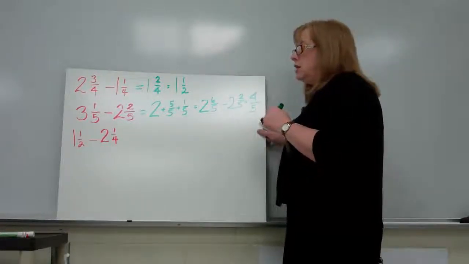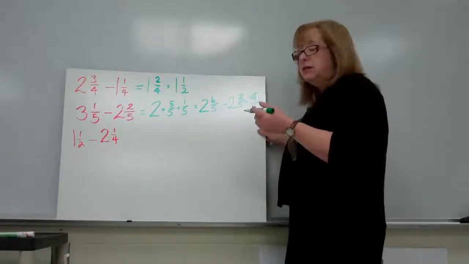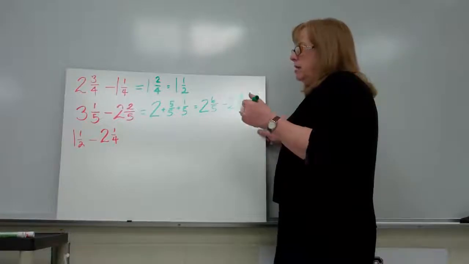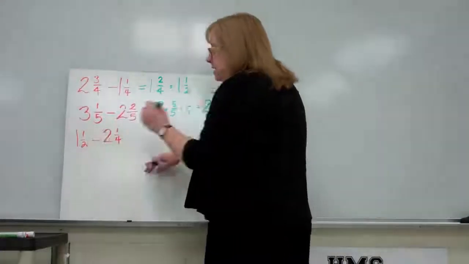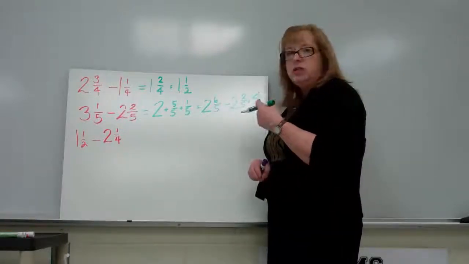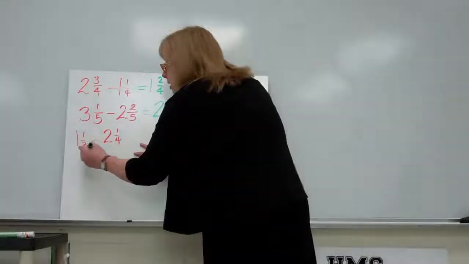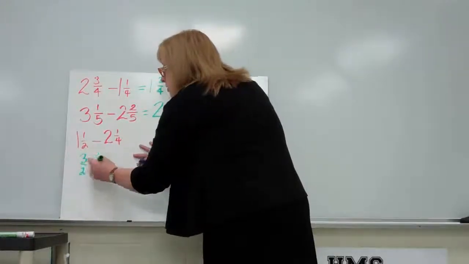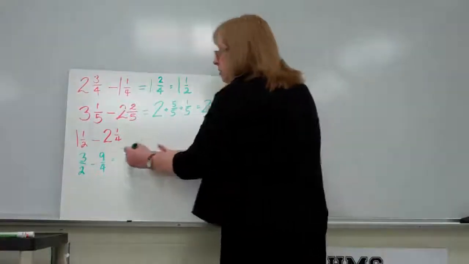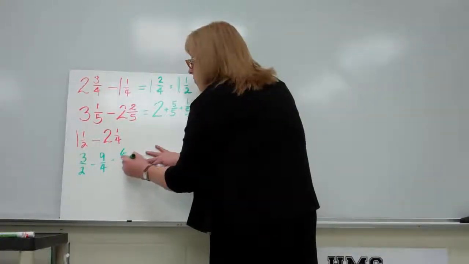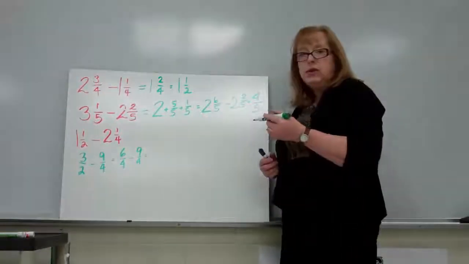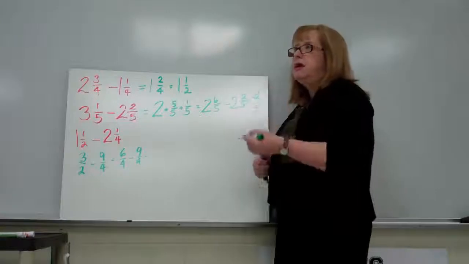Alright, on the last one then, we could go ahead and leave it as a mixed number, but we're going to end up with a negative, aren't we? So we're going to end up in negative territory with this one. So I think the best thing is to change it to an improper fraction, and then change it to a common denominator and see where we go from there. So we would have 3/2, subtract 9/4. We're going to change that to 6/4, subtract 9/4.